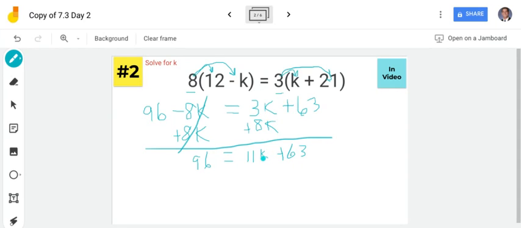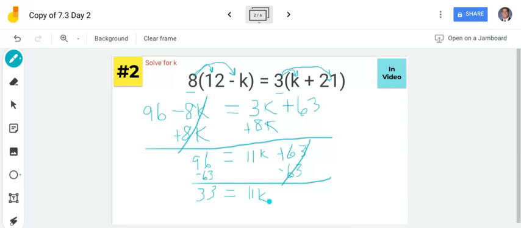Now that my variable is on the right side, the fourth step, get the numbers on the other side. So how am I going to move the 63 to the other side, to the left side? I undo addition by subtraction. So I subtract 63 from both sides. So those 63s cancel. 96 minus 63, that is 33, equal to 11k.